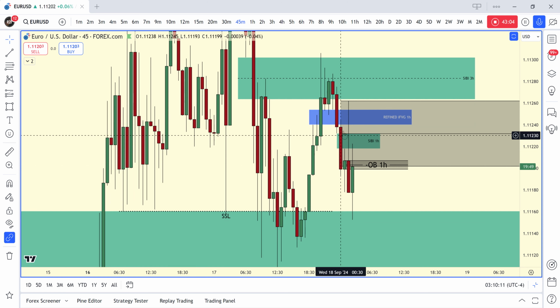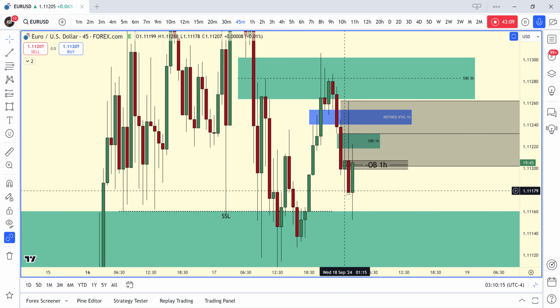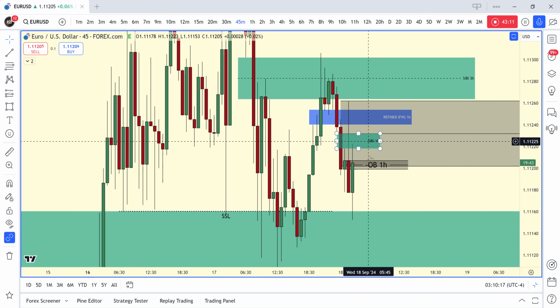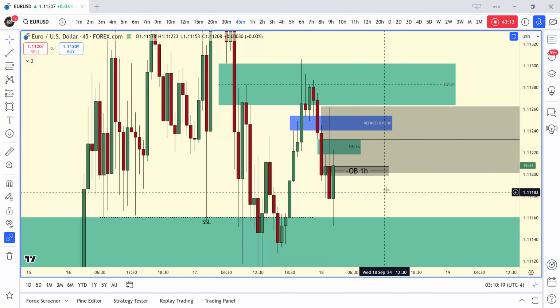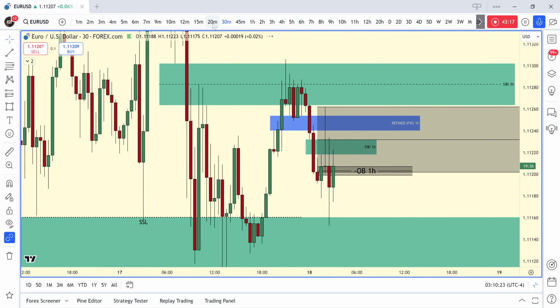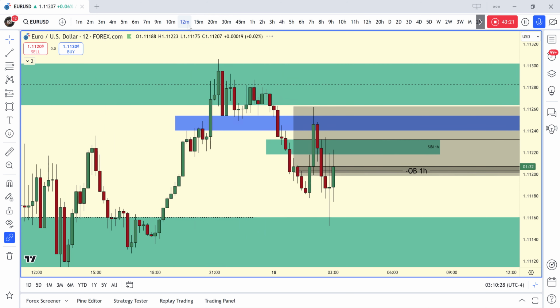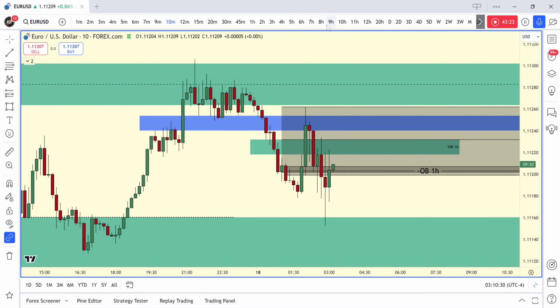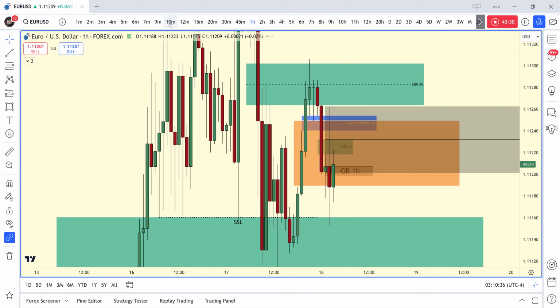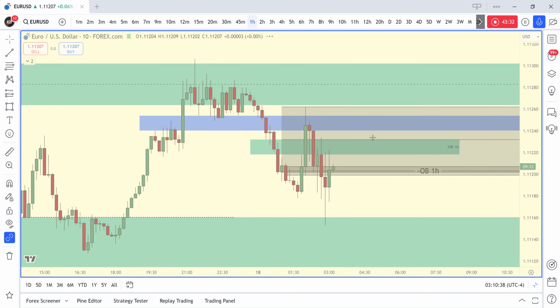Ate up this PD array, ate up this inverse PD array. I'll see where this body closes. If it closes higher, it could be a trade higher. But it's still 19 minutes. Yeah, on all the lower time frames, it's just very messy. There's no clear PD arrays, except maybe this 15-minute here. Where's that 1 hour? 1 hour is there. 1 hour is here.